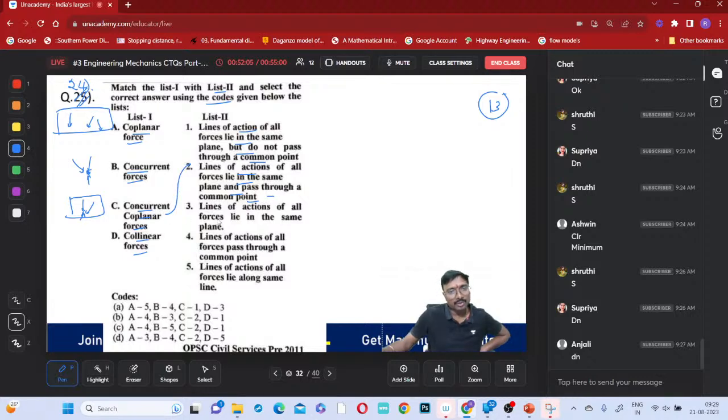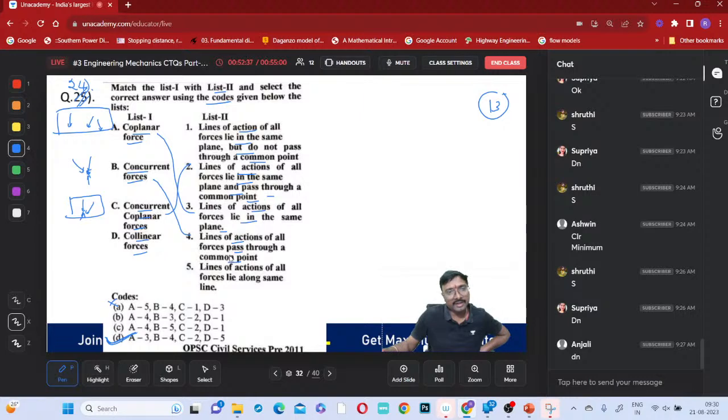C2, how many options are there? Many options are there. Lines of action of all forces lie in the same plane, then you can call it coplanar forces. A3, C2, how many options match? Only one option, that is option D. Now lines of action of all forces passing through a common point are called concurrent forces. B4, right?